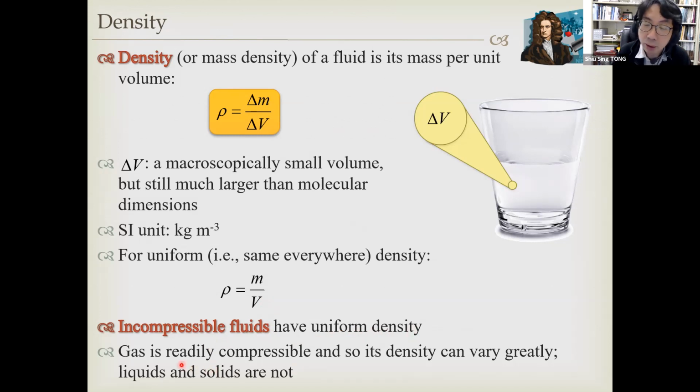Now, gas, on the other hand, is readily compressible, so its density may vary quickly, while liquid and solid are not. Liquid and solid cannot be compressed readily. You have to apply a great pressure to compress a liquid or solid. And the compression of a liquid and a solid is also very small compared with that of a gas. So for most situations, we ignore the change in volume of a liquid and solid. Okay.